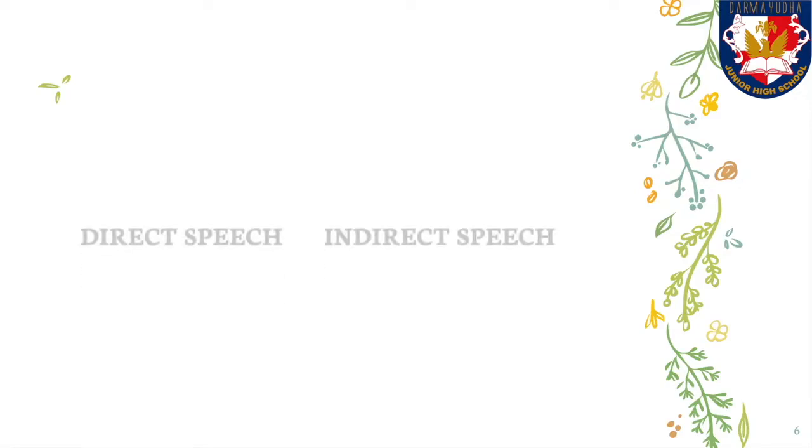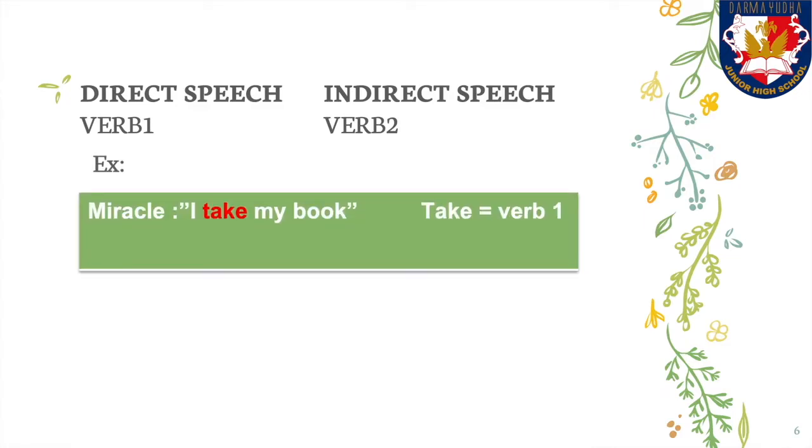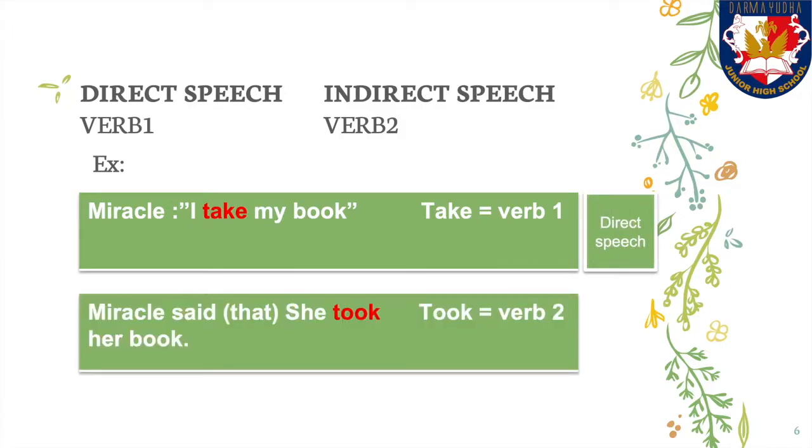Now let's come to the examples. When the direct speech uses verb 1, of course, we have to change verb 1 into verb 2. Let's see this example. Miracle said, I take my book. Remember, take is verb 1. How to change it into indirect speech? Miracle said, she took her book. Remember, I becomes she, take becomes took, and my becomes her.